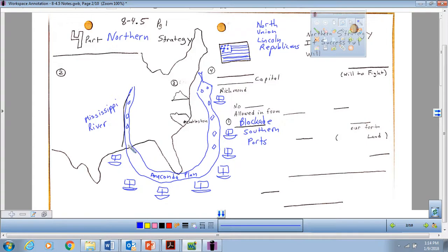So, it was called the Anaconda Plan. I don't think you have to know that. It extended up the Mississippi River, and it was just what they envisioned to constrict the South. Now, you can make an analogy here. Who knows how things like anacondas and boa constrictors, how do they... They do, but what's that do? It chokes them, right?